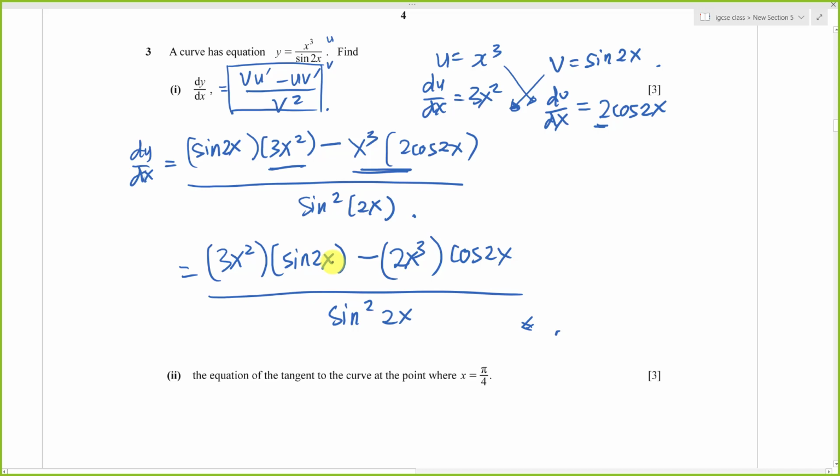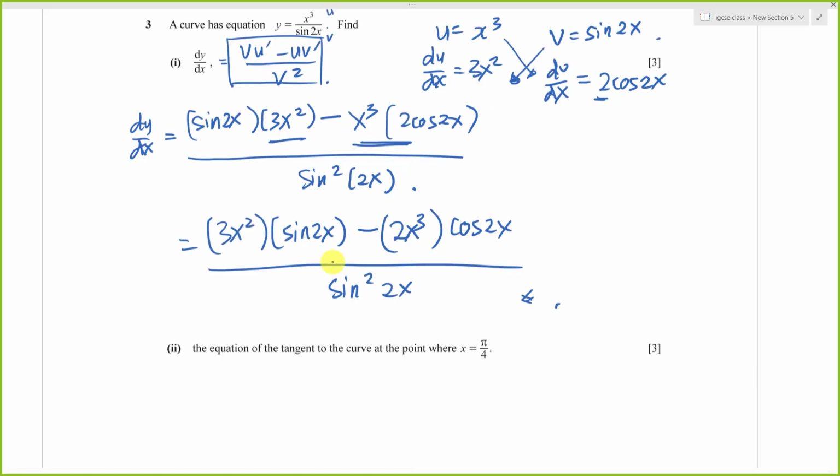Because normally if the question wants you to simplify, the question will definitely tell you to leave your answer in a certain pattern. That is how they hint that you need to simplify it. Or else you don't need to simplify, you just leave your answer like that.